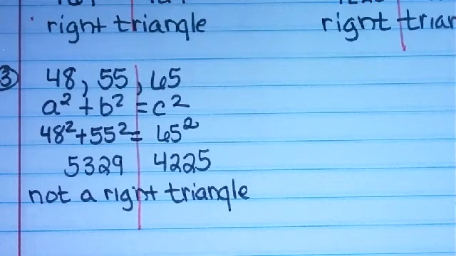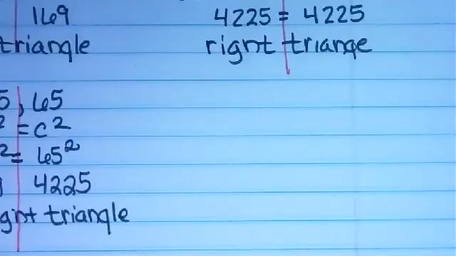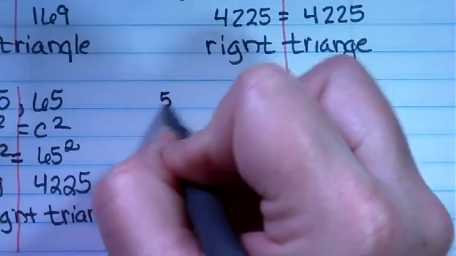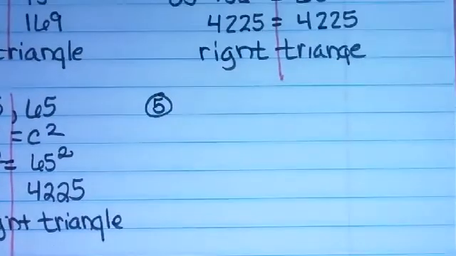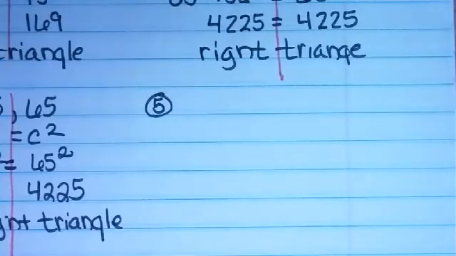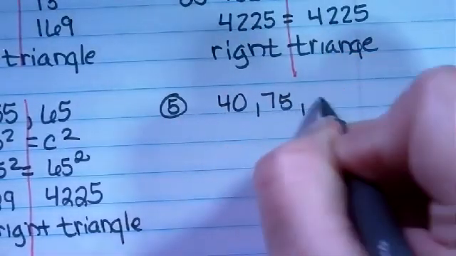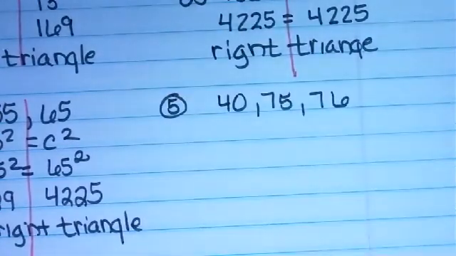Now let's try one more. I'm going to skip number 4 for the moment, and I'm going to go to number 5. So number 5 right here, let's look at our paper and let's find our points. All right, so our numbers on number 5, putting them in order from smallest to largest, is going to be 40, 75, and 76. So 40, 75, and 76.